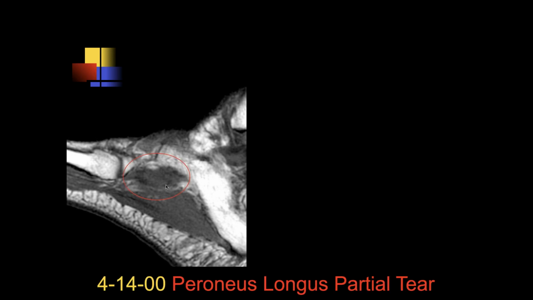Ashu, what do you think in this case? This is the base of the fifth. Is this an os vesalianum pedis? No, actually, what we're seeing right in here is the distal part of the peroneus longus tendon. The patient had pain after a twisting injury of the foot on the lateral aspect near the base of the fifth. Oh, is it a partial tear? Okay, so this is actually a partial tear of the peroneus longus.